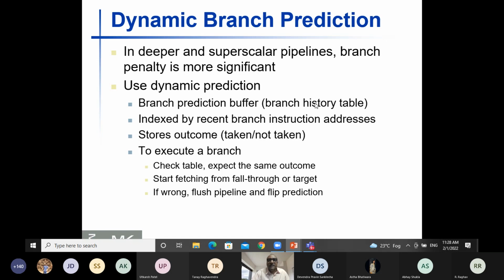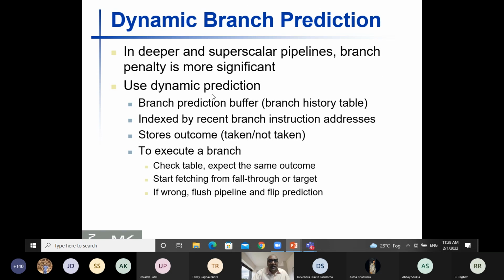But here the loss or the penalty depends upon the prediction performance. Suppose the branch prediction is accurate, like 80%, 90%, then only 10% of the time your prediction is wrong. And if you are able to handle the misprediction effectively, then not much loss will be incurred in the overall sense. Right, so this is what is meant by dynamic branch prediction.